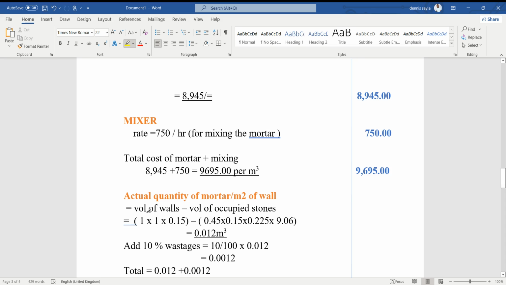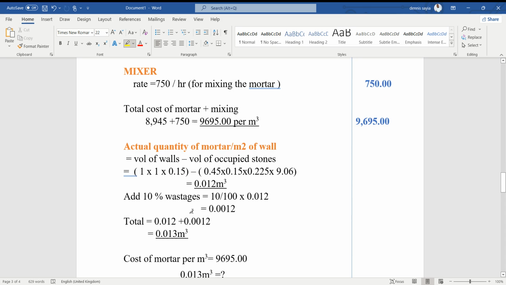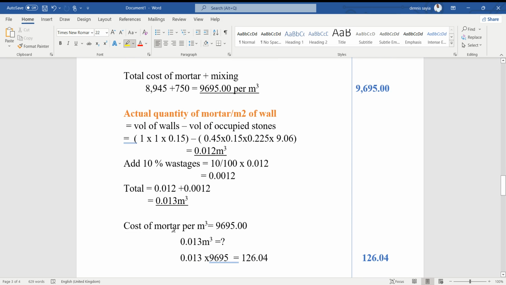Now, the actual quantity of the mortar is volume of the wall minus volume of the occupied stones. The volume of the wall, remember, we add 1 by 1 times the thickness, which is 0.15, that is 150. And then the volume of the occupied stone, remember, a stone had a dimension of 0.45 times 0.15 times 0.225. And remember, they were 9.06 stones. That gives us a total volume of 0.012. Add 10% wastage, that gives us 0.0012. Now the total will be the total plus the wastage, that gives us 0.13.